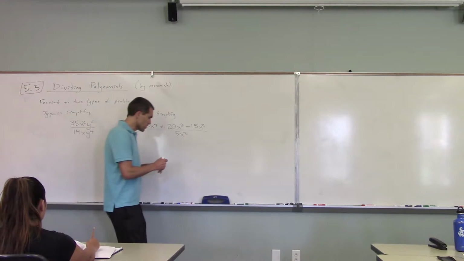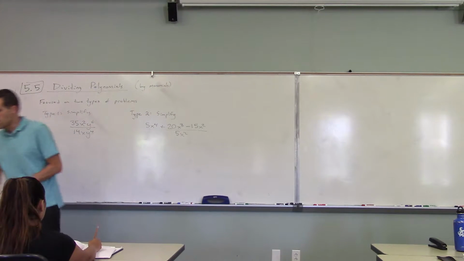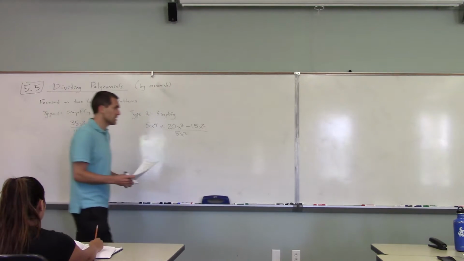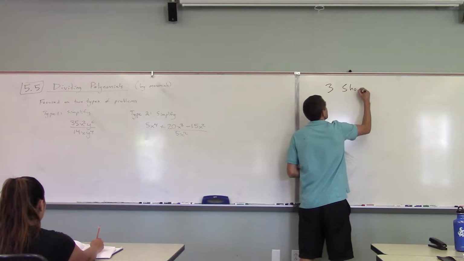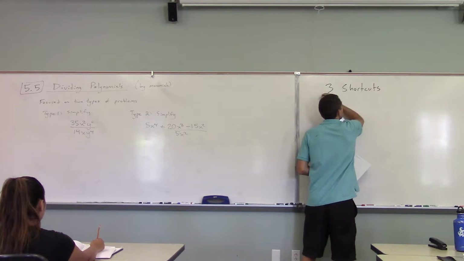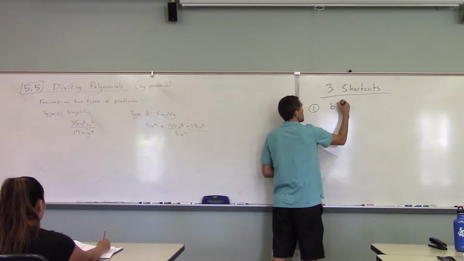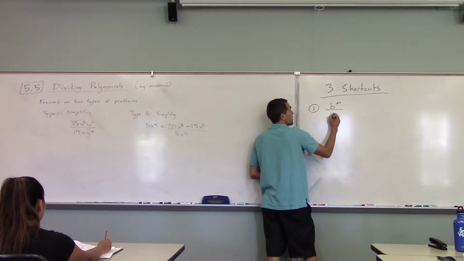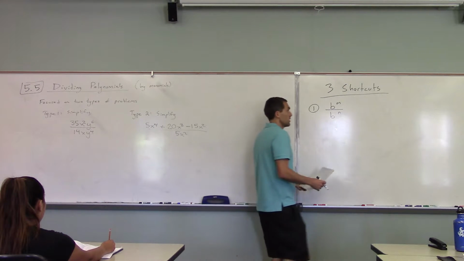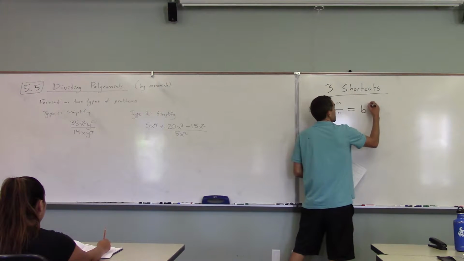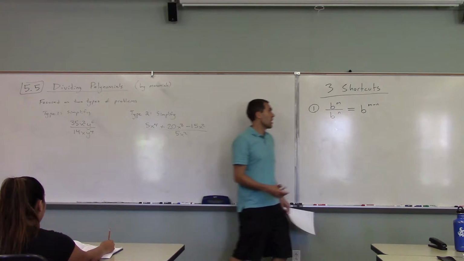All right, so first we've got three shortcuts, which is just a big mess of mistakes that are possible in here. So here are the three shortcuts. The first one is: if you have something to a power, and on the bottom you have that same base but to a different power, you can subtract them. You could say that's b to the m minus n power. I'll give you a couple of y's here.